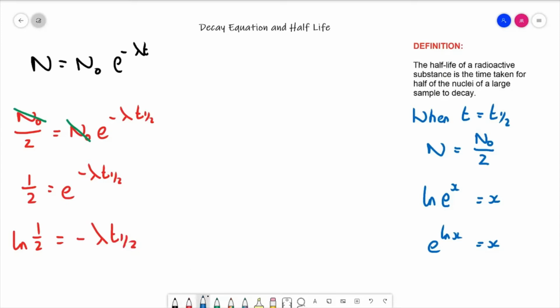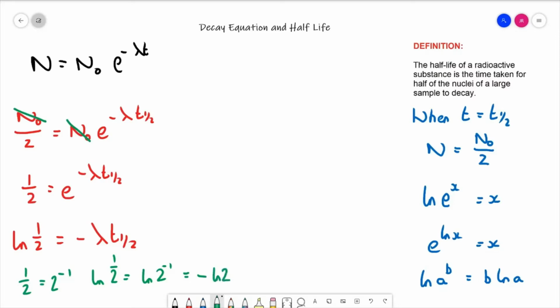At this point, we just need another one of our log laws. So natural log of a to the power of b is equal to b times the natural log of a. That's one of the other log laws that hopefully you'll have come across in maths. At this point then, we know that a half is the same as writing 2 to the power of minus 1. And therefore, natural log of a half is equal to the natural log of 2 to the minus 1, which, if we apply the log law on the right hand side, is the same as writing minus the natural log of 2. So the natural log of a half is equal to minus the natural log of 2.